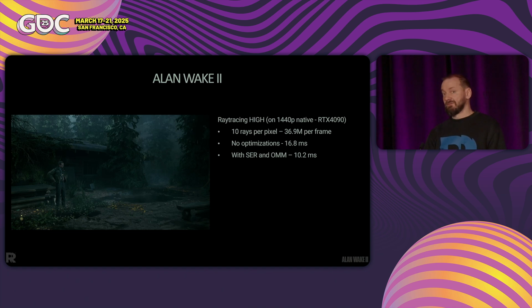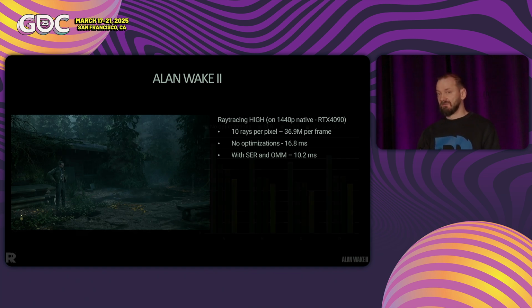On native 1440p resolution, we shoot around 37 million rays per frame on this ray tracing preset. And on a 4090 GPU, the cost of all these ray tracing effects would be 16.8 milliseconds. And using both shader execution reordering and opacity micromaps, we can cut this down by 1/3. So in this case, down to 10.2 milliseconds.